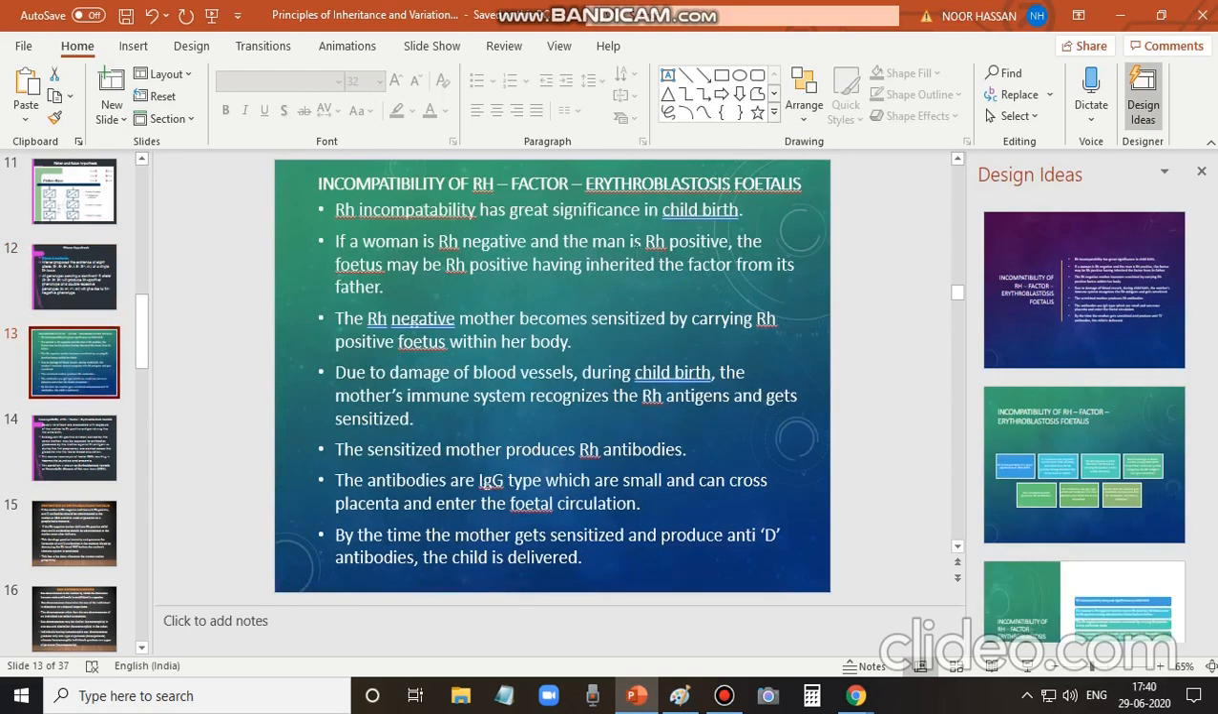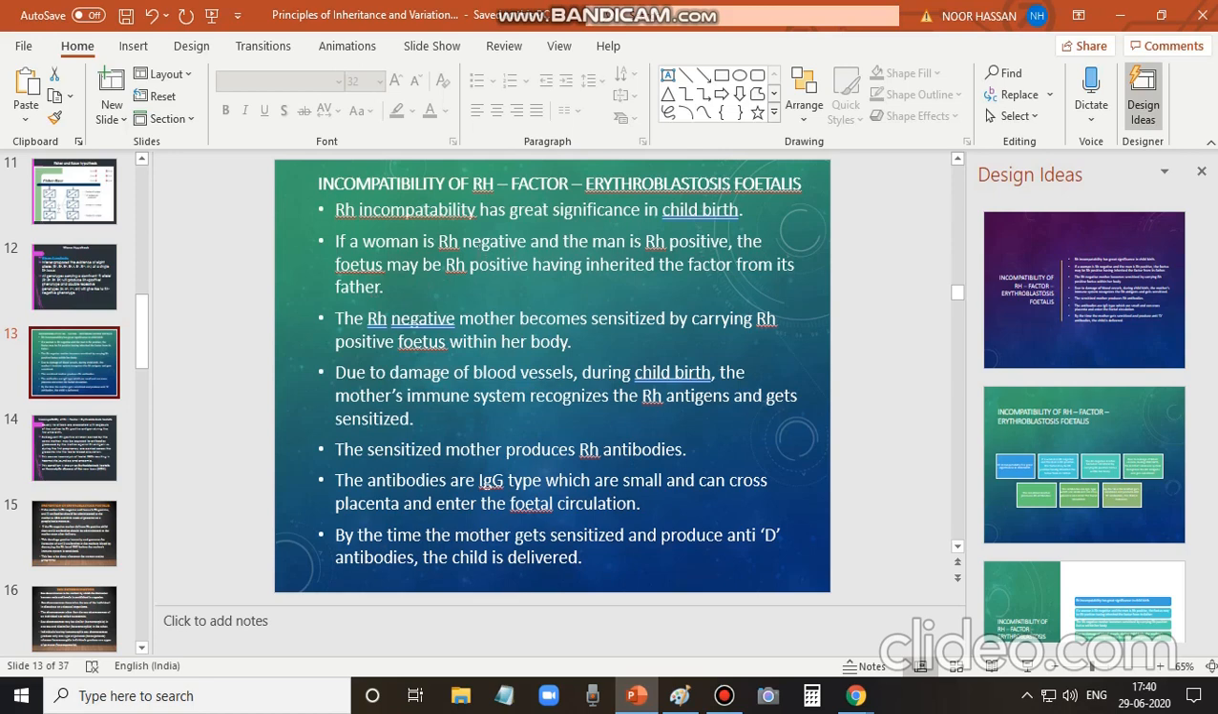So what will happen if there is incompatibility of RH factor? Incompatibility of RH factor leads to a disease, an abnormal condition called erythroblastosis fetalis. We'll discuss what is erythroblastosis fetalis. RH incompatibility has a great significance in childbirth. We discussed already, when the blood of an RH negative person is exposed to RH positive blood, then some complications will arise. So we are going to discuss what are the complications due to this RH incompatibility.